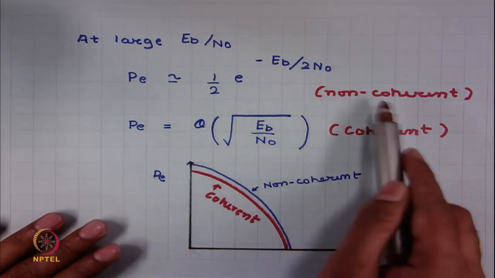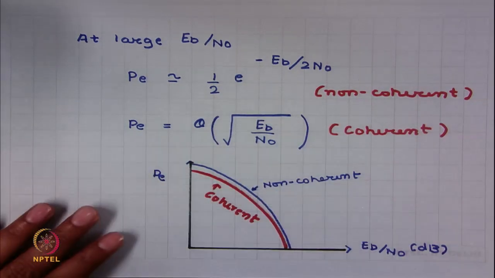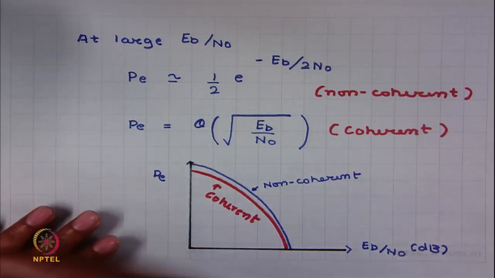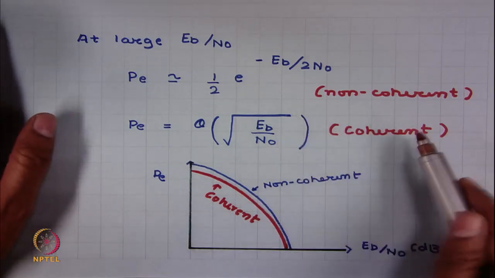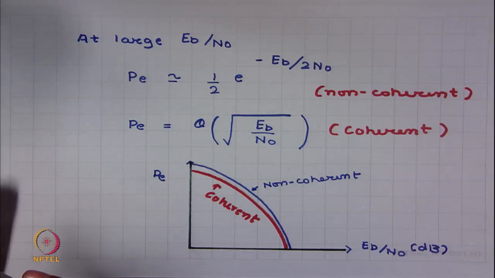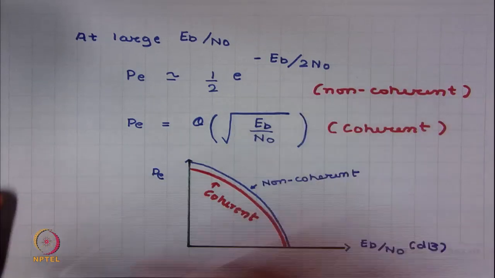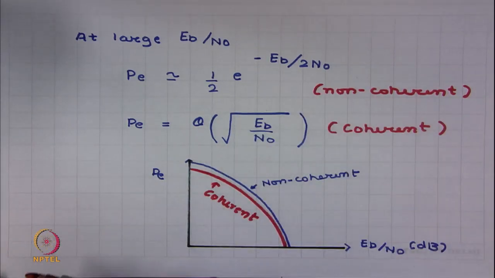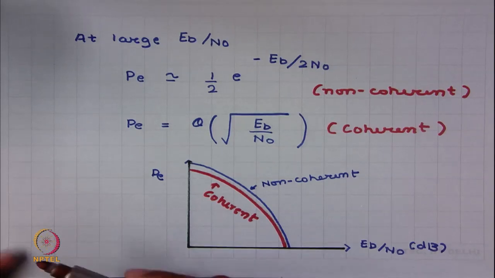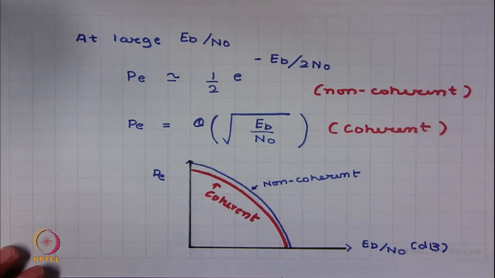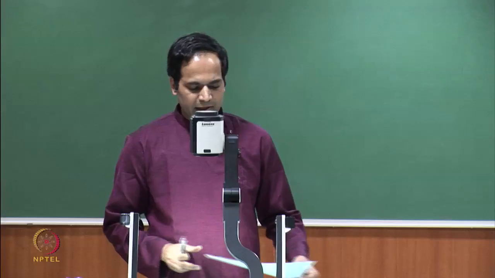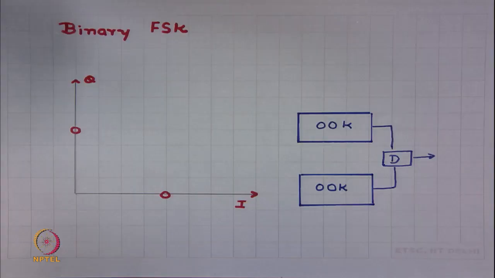So, this is the probability of error in non-coherent OOK systems, and we have seen in one of the lectures that probability of error in coherent systems is this, and there is not much to choose between non-coherent and coherent OOK system probability of error. They look exactly similar, especially at large abnos. Okay. Now, let us quickly derive the probability of error in the case of binary frequency shift keying.